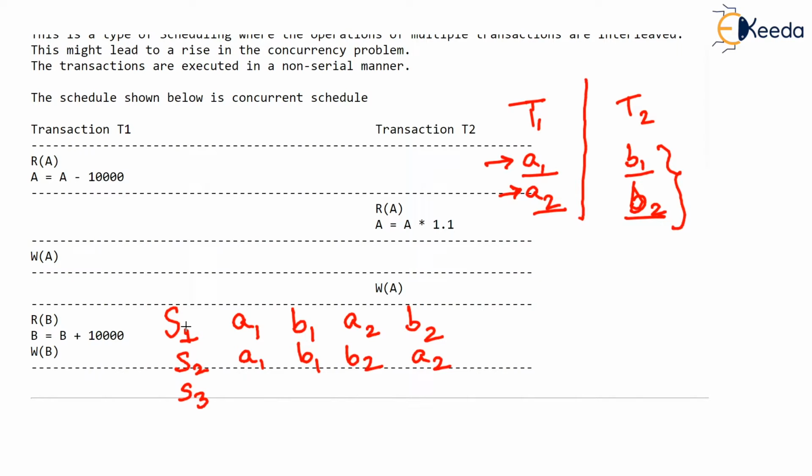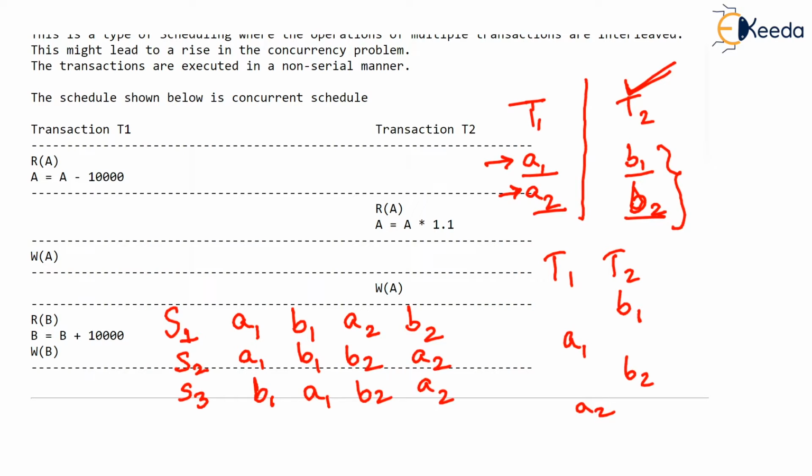The third schedule will be maybe that B1 runs first. That means T2 starts first. This transaction starts first. So B1 runs, then A1 runs, B2, and then A2. Just check this. T1 and T2 are running. Now B1 first executes, T1 starts first. After that, A1 executes, then B2, and then A2. This is also one of the concurrent schedules, isn't it?